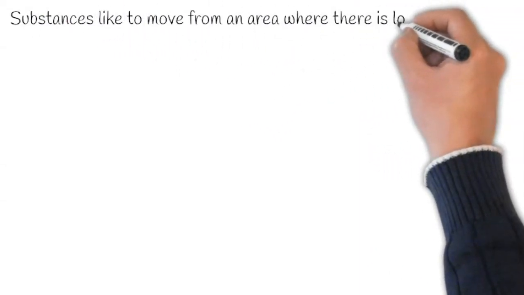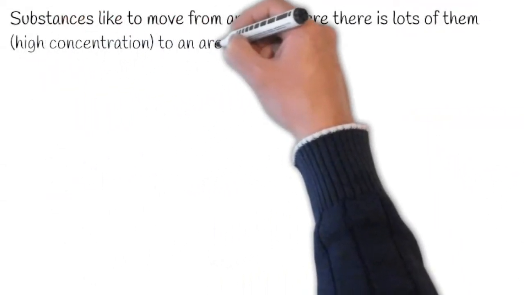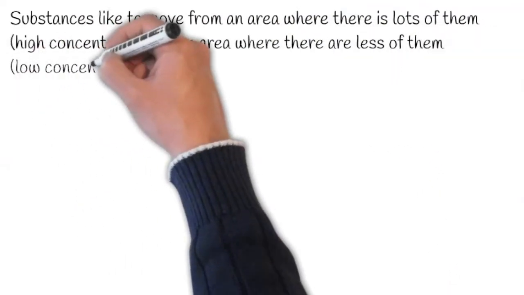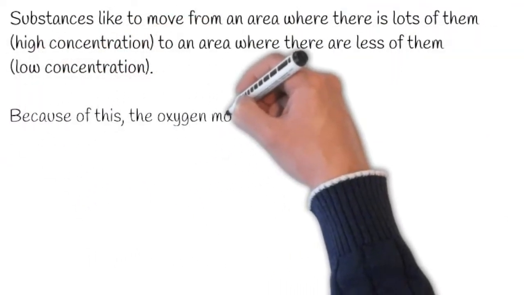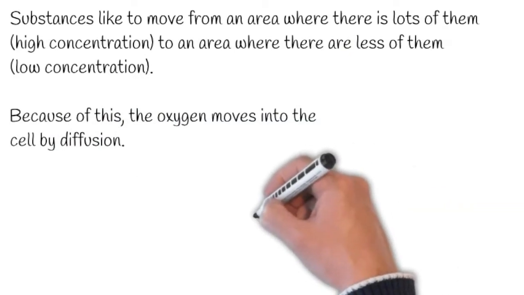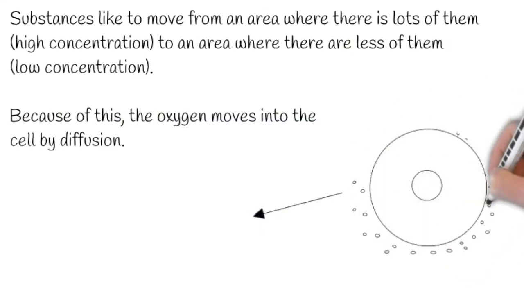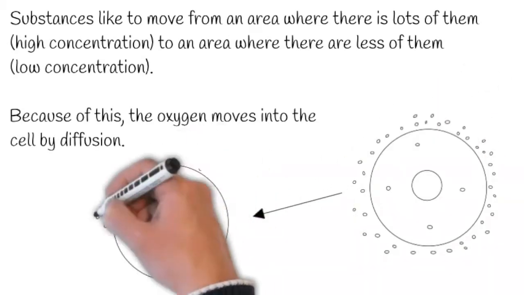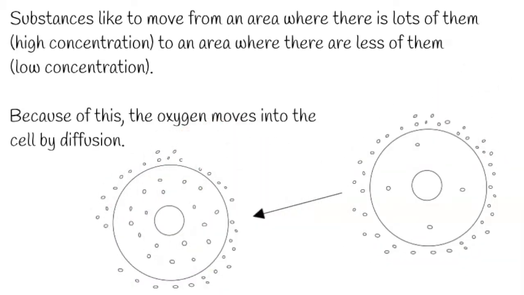Substances like to move from an area where there is lots of them, which is a high concentration, to an area where there are less of them, which is a low concentration. Because of this, oxygen moves into the cell by diffusion. It goes from this to this.